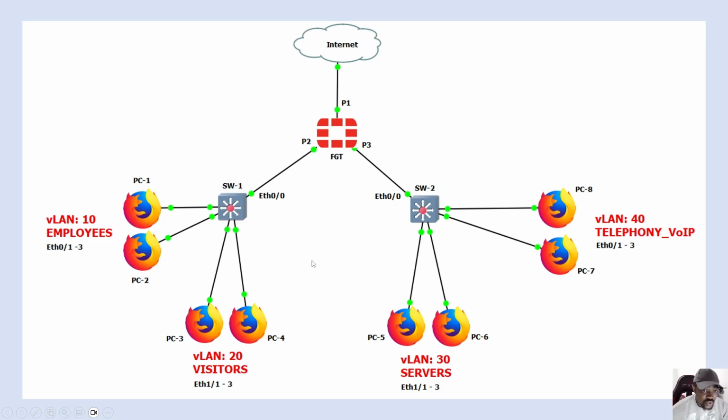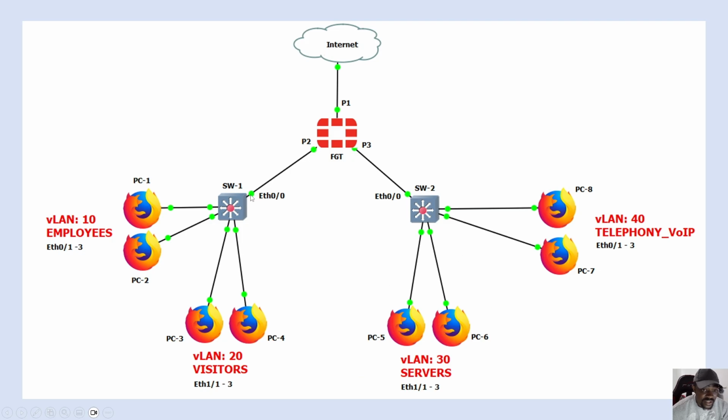On each of these switches, we are going to assign specific port numbers. For example, for VLAN 10 we are going to use Ethernet 0/1 to 0/3. Then we'll do the same with VLAN 20, and the same on the other switch.